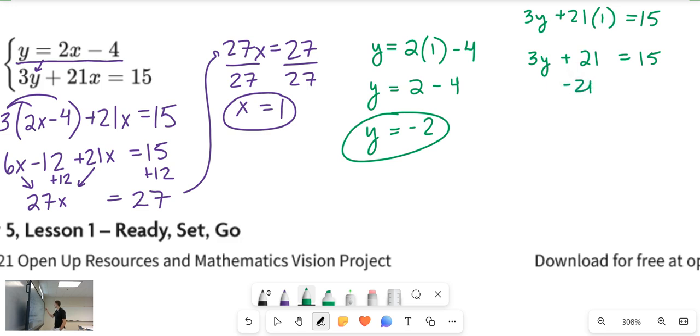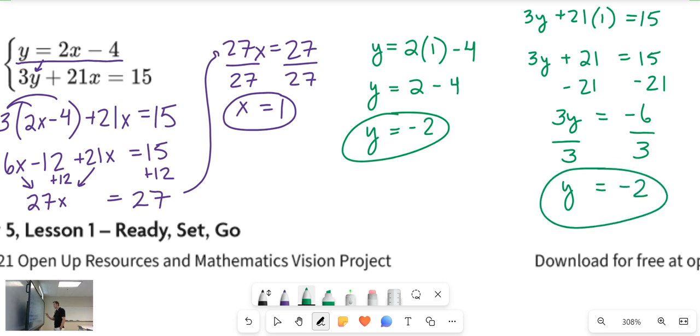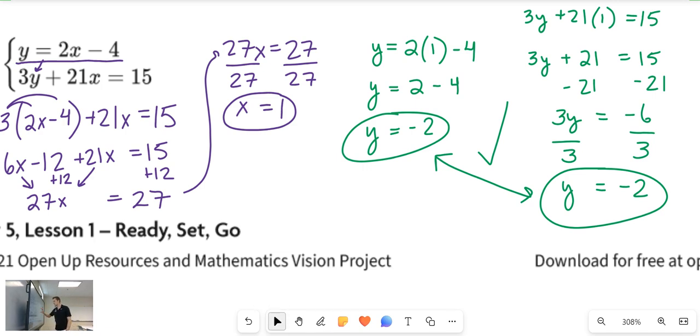We're going to subtract 21 from both sides. Minus 21 from both sides. And we get 3y equals, it looks like 15 minus 21, that should be negative 6, divided by 3 on both sides. And we get y equals negative 6 divided by 3 is negative 2. And since we got the same answer for both, right, that is a check.